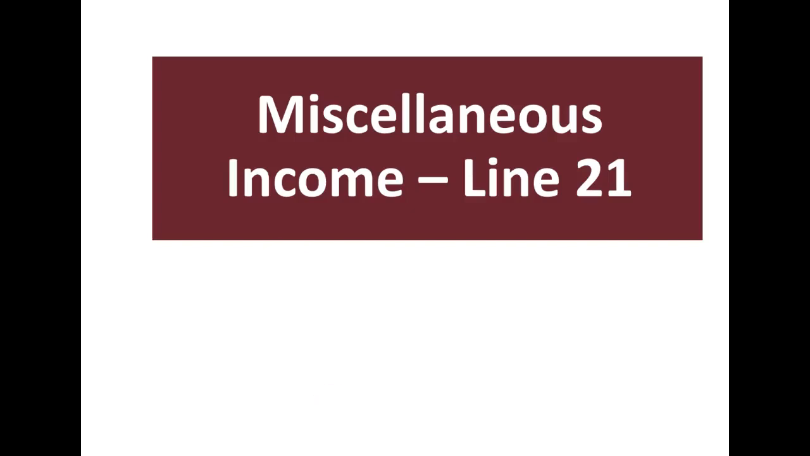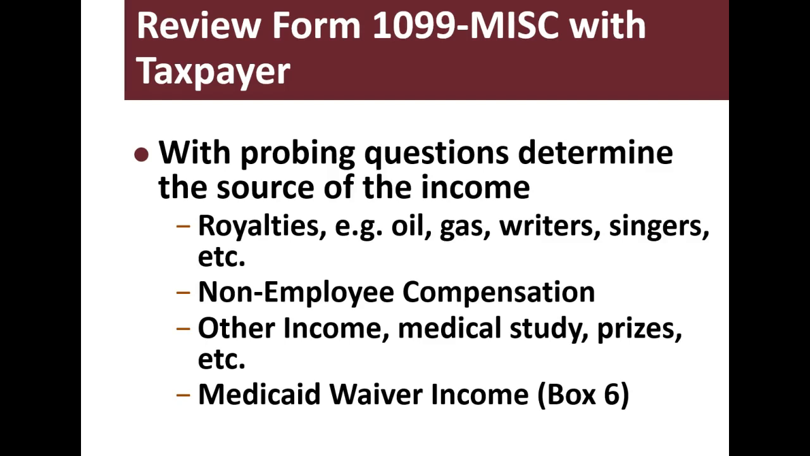Let's talk about miscellaneous income. Income that typically falls to line 21 on the federal 1040. With the new forms this year, it's actually on Schedule 1, line 21. This is where you tend to put things that don't fit, income that doesn't fit somewhere else on the return.